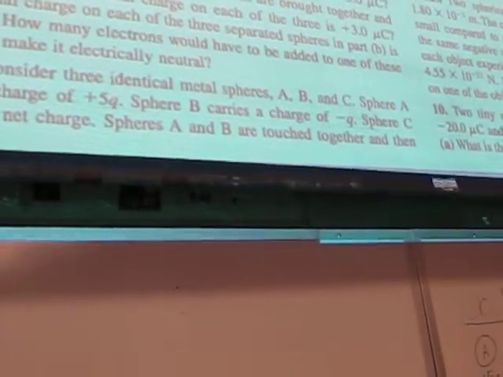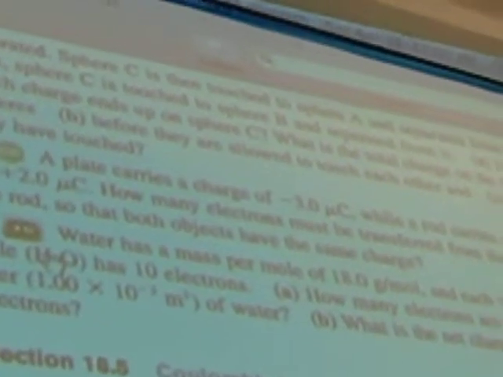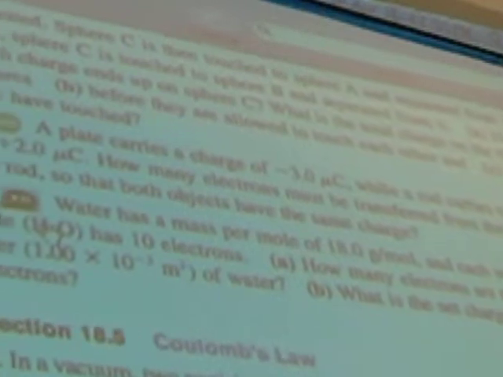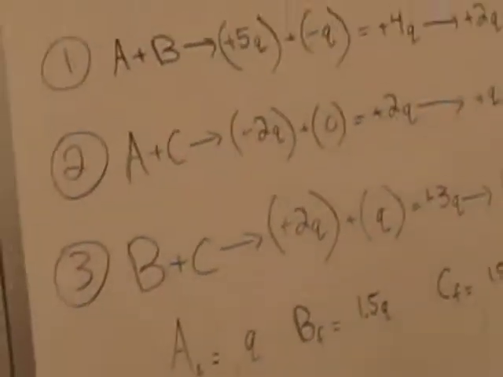Sphere A and B are touched together and then separated. Sphere C is then touched to sphere A and separated from it. Last, sphere C is touched to sphere B and separated from it. A, how much charge ends up on sphere C? What is the total charge on the three spheres? B, before they are allowed to touch each other, and C, after they have touched each other.